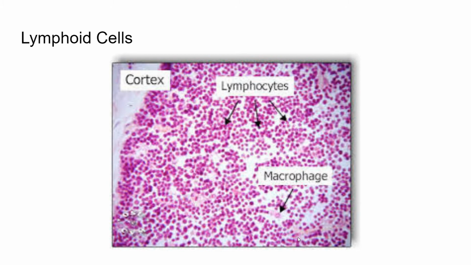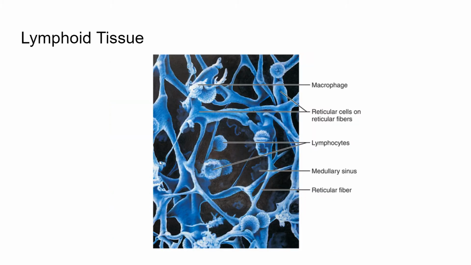And then there are also these macrophages. Anytime you see this "phage," it has to do with eating. So these are just really big cells that roam around and eat stuff that's not supposed to be there. These are the basic cells that form lymphatic tissue, which you can see here again. There are some macrophages there and some lymphocytes.